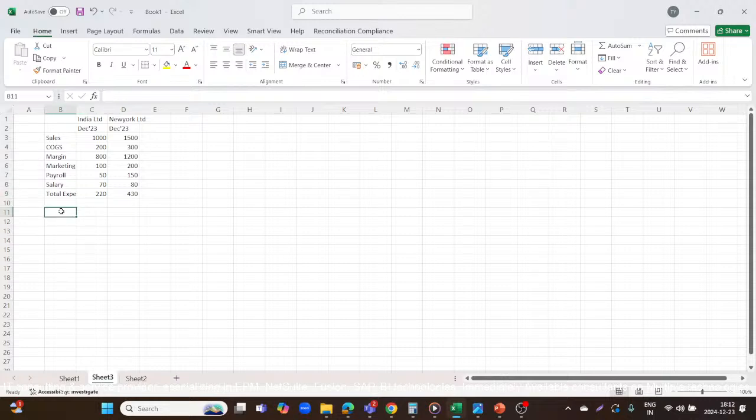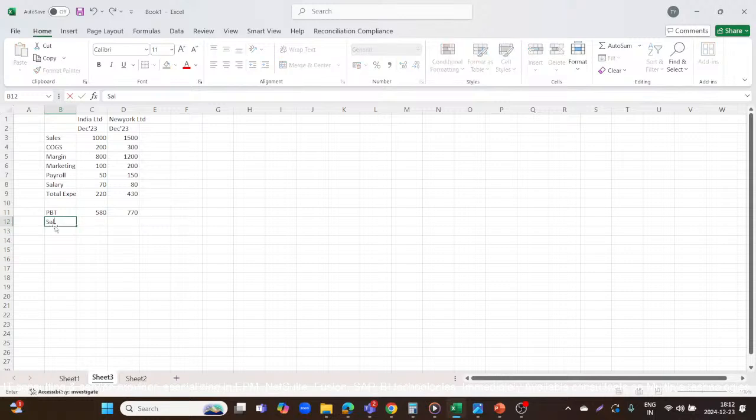So your profit will be your margin minus total expenses. So this is nothing but before taxes. So this will be profit before tax. You can see margin is 800 and total expenses 220. Similarly, 770 for New York Limited.